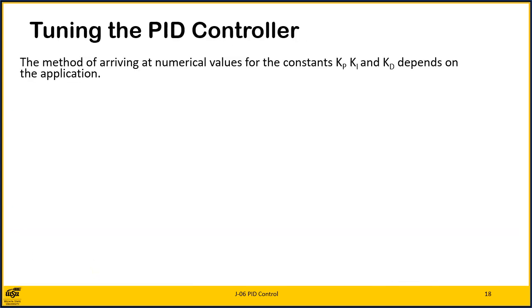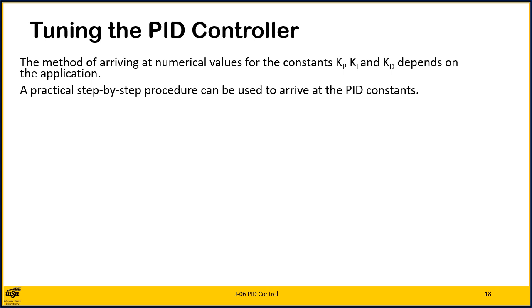The method of arriving at numerical values for the constants Kp, Ki, and Kd depends on the application. Traditionally, PID control was applied to process control systems. However, with the advent of small, fast, off-the-shelf PID modules, PID control is being applied to position control systems, such as robots, as well. In either case, a practical step-by-step procedure can be used to arrive at the PID constants.